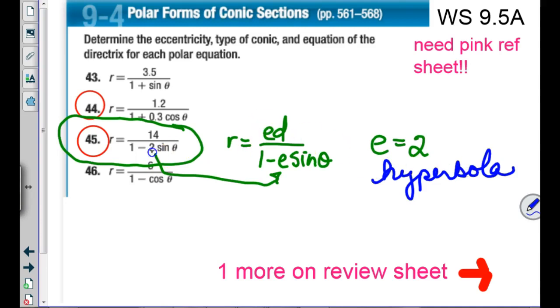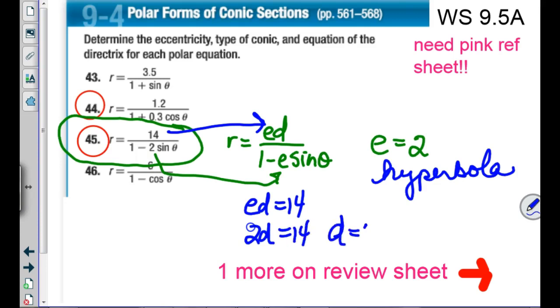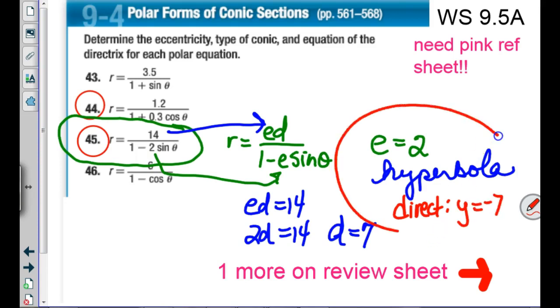And if e is 2, and the top is 14 up here, e is 2, that makes d equal to 7. And on the reference sheet, it says the directrix for this particular equation is y equals negative d, so you'd have y equals negative 7. Those are the 3 things you have to know for the quiz.